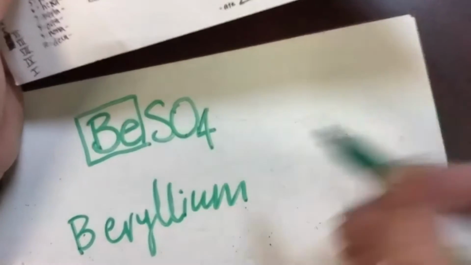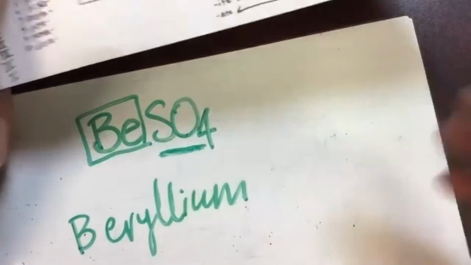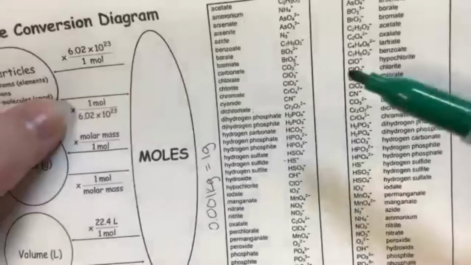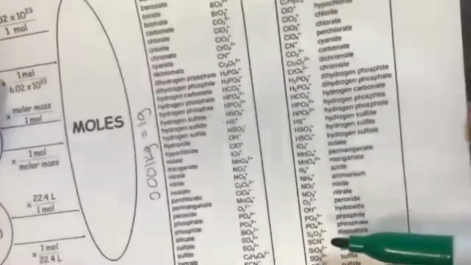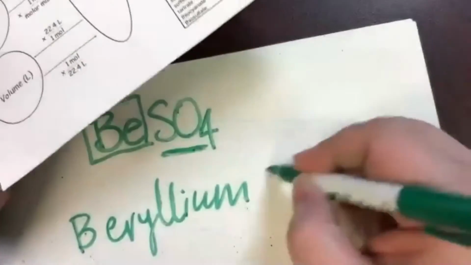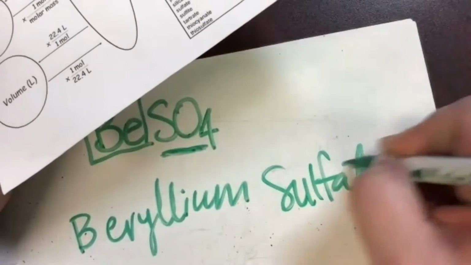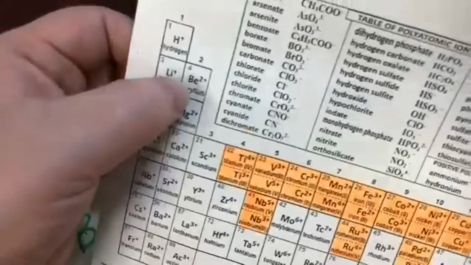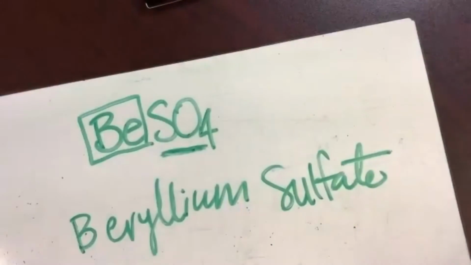All right, it's beryllium. These are two capital letters. That means it's polyatomic, which means it's on the back side. Okay, SO4. I'm going to go to this list. SO4 is the last one. Sulfate. Didn't need a Roman numeral because it wasn't highlighted. Beryllium's not highlighted. No Roman numeral. That's it.